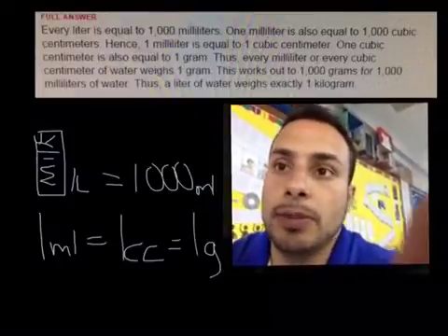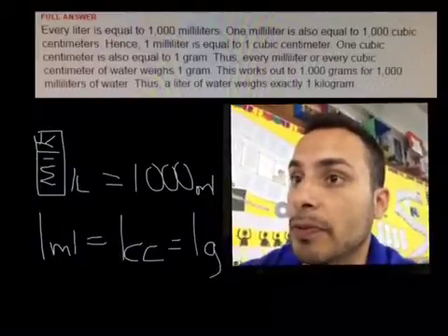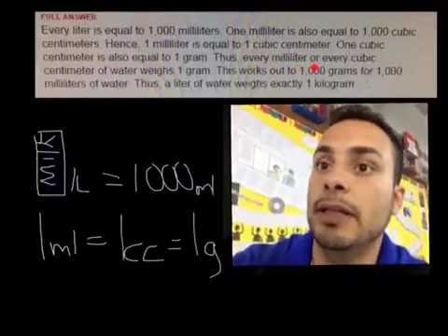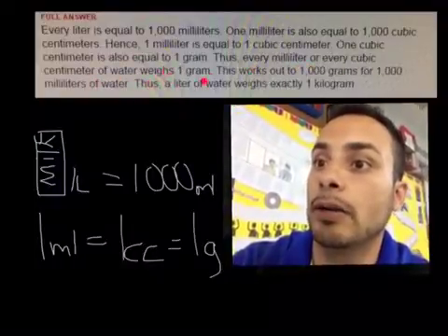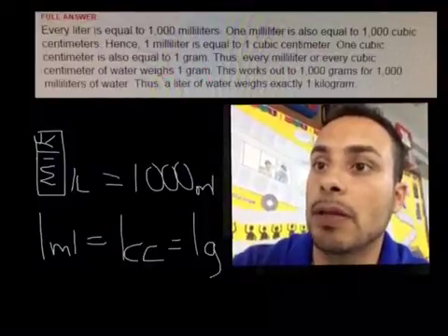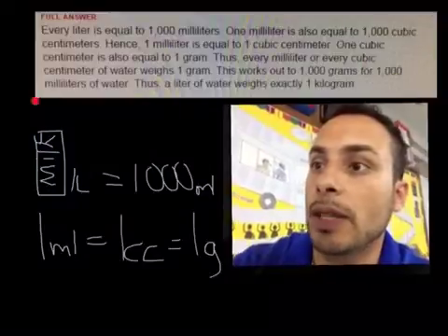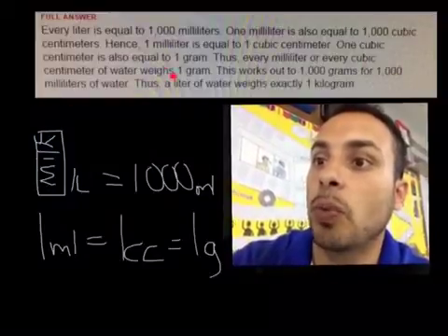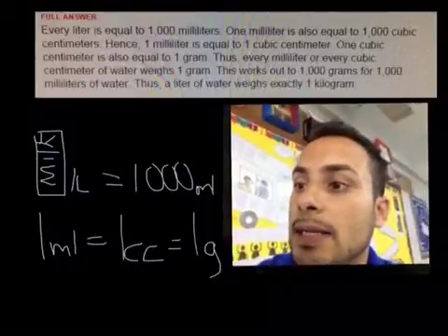Now, how many grams do we have in a kilogram? Kilo, continue reading. Every milliliter or every cubic centimeter of water weighs 1 gram. This works out to 1,000 grams for 1,000 milliliters. That's 1 liter weighs exactly 1 kilogram.